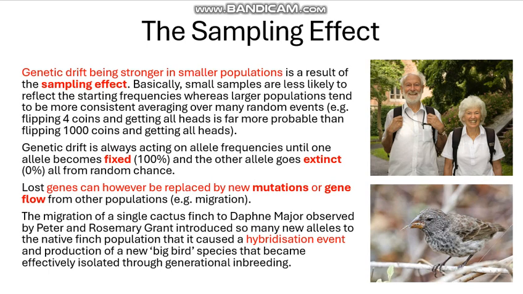So this is an example of gene flow between populations, because it's probable that the finches on the Galapagos Islands had lost a lot of these alleles due to genetic drift.